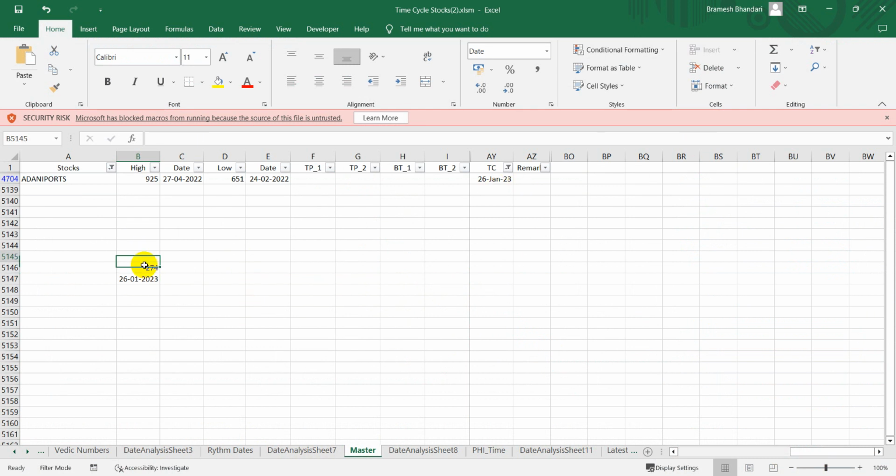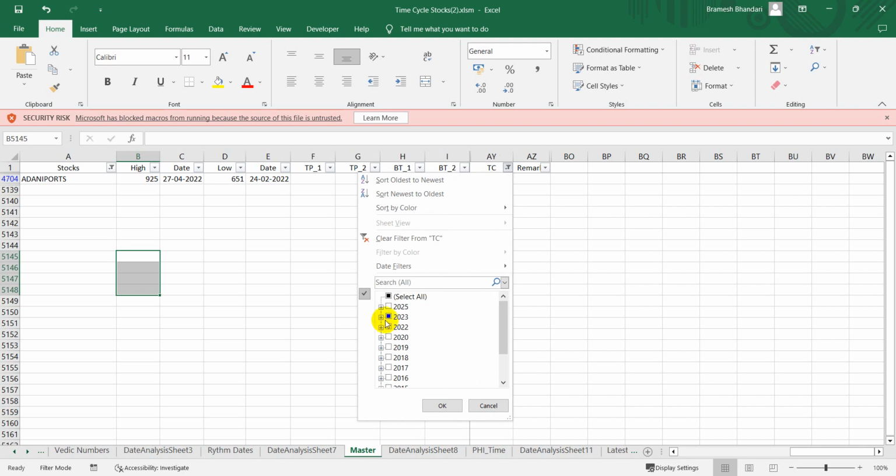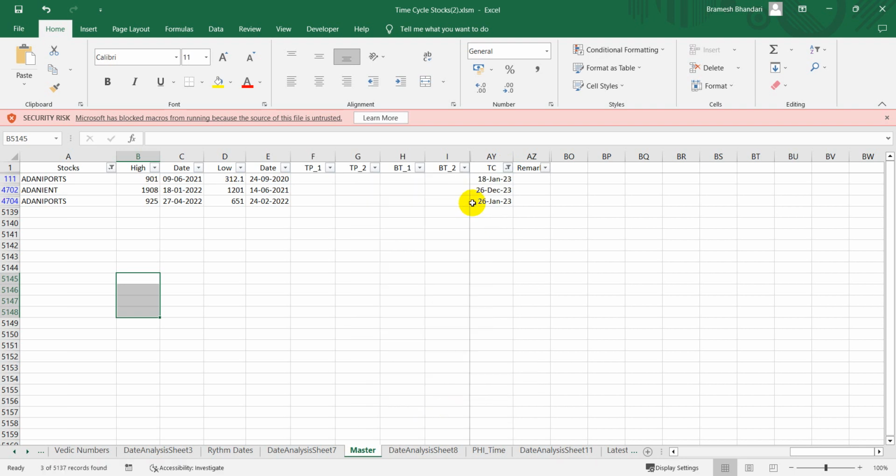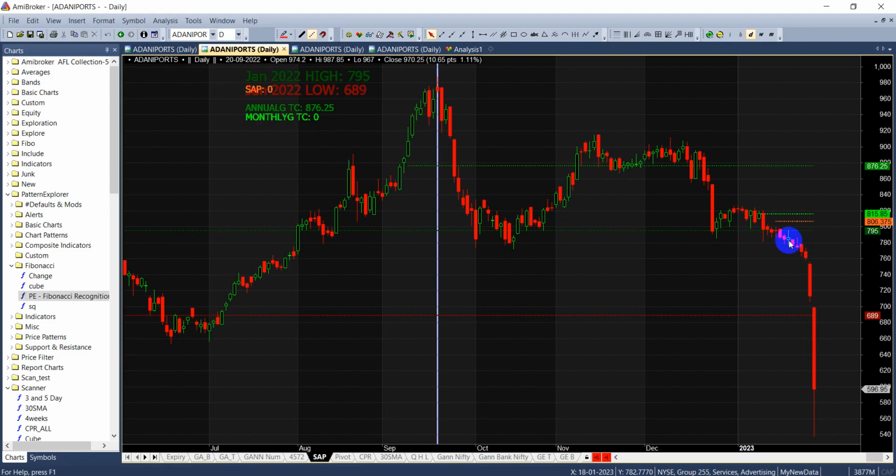Now if I remove this filter, let me remove this. If any stocks are coming, I'll just select 2023 here. So I'll get a certain set of stocks. Adani International, see again, it was 26 December 23, 26 Jan. Adani Ports was 18 Jan, was also there. So let's see what happened on 18 Jan.